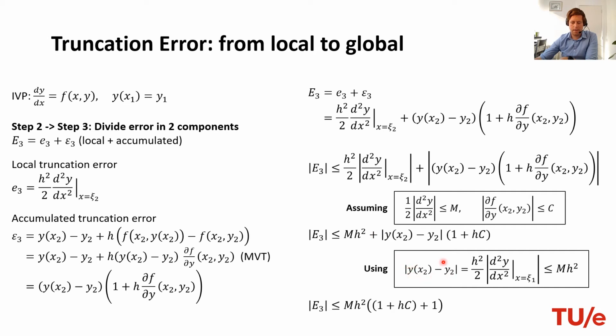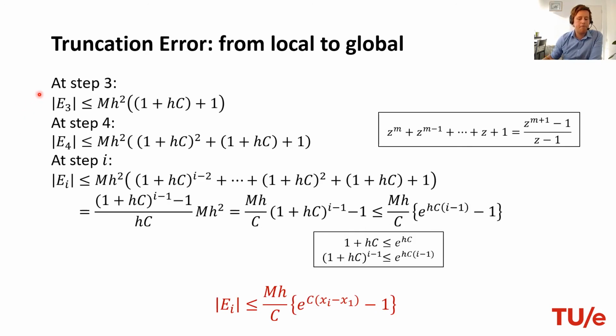So using that, this term is equal to h squared over 2 times a second derivative, but then evaluated in between x1 and x2. Well, we can again use this condition over here and say that this is also smaller than a constant times h squared. So this allows us to conclude, well, the details here are a bit less important, but what we find here is that at step 3, we have an upper bound for the total truncation error, which is somewhat of the following form. So we have m h squared times 1 plus h times c plus 1, where m and c are constants.